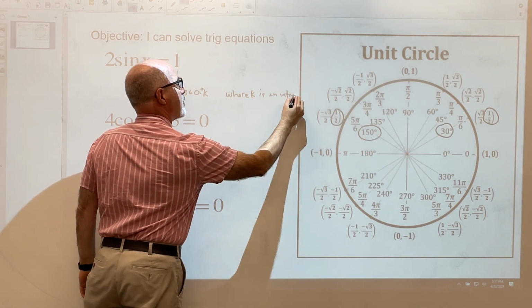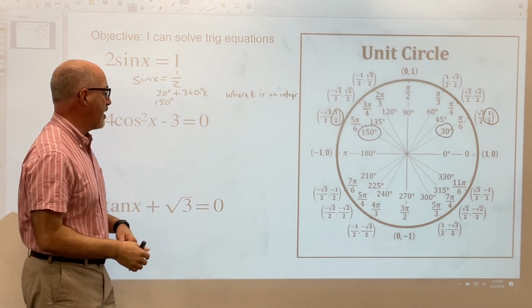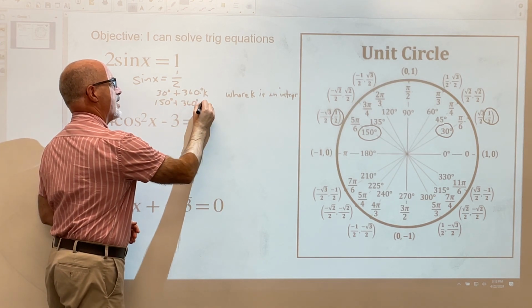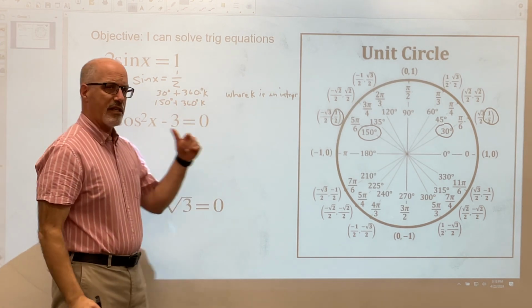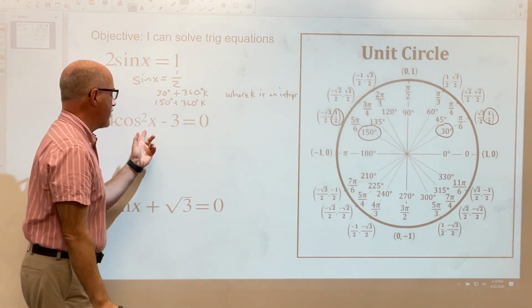So that would represent where I could add 360s on or I could subtract 360s off. And the same thing with 150. I'm going to add 360k onto that to represent the periodic nature of the sine function. All right, now let's try this one.